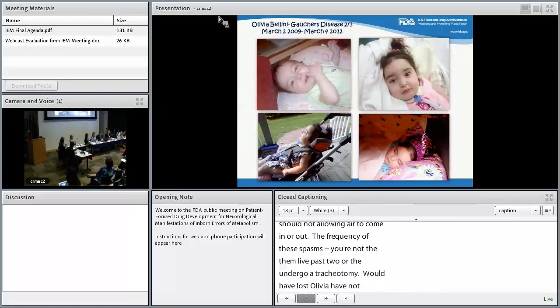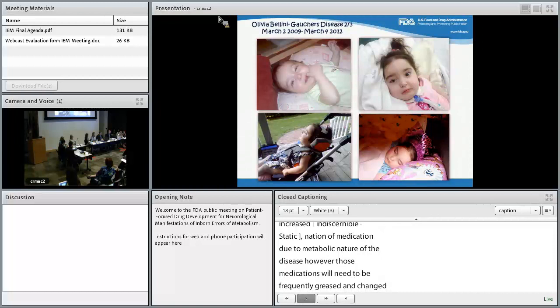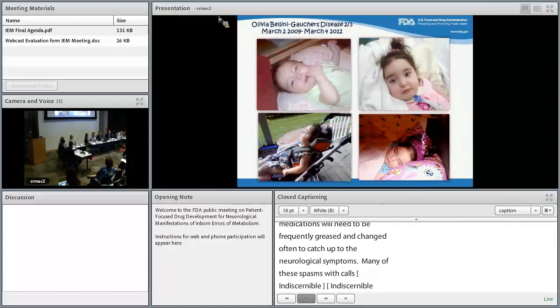The myoclonic jerks or seizures and spasms increase with the disease progression as well, and were best controlled by a combination of medication. Due to the metabolic nature of the disease, however, those medications will need to be frequently increased and changed often to catch up to the neurological symptoms. Many of these spasms would cause breath-holding spells, so even on a ventilator, as Olivia's disease progressed, she would still turn blue. We always had an ambu bag ready nearby.